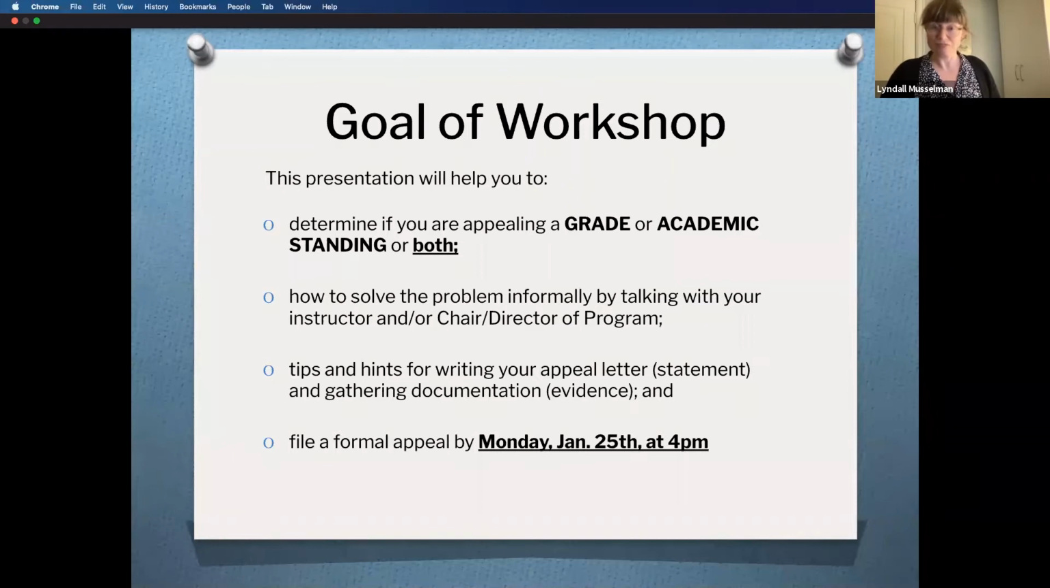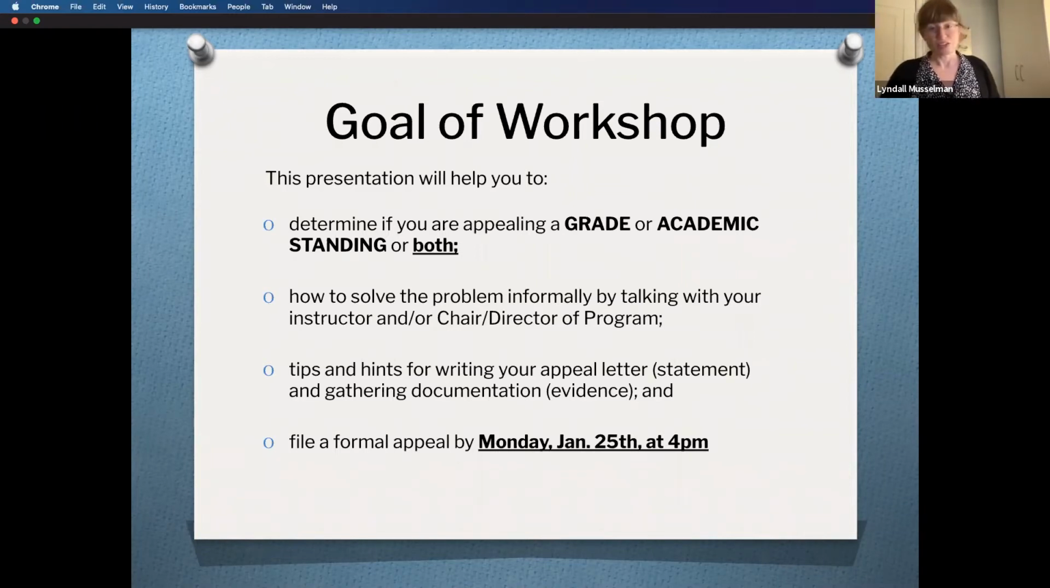So the goal of today's workshop is to help you determine if you're going to appeal a grade from a course from fall 2020 or your academic standing, or whether you should appeal both. We're going to talk about how to solve the problem informally by talking with your instructor or the chair or director of the teaching department, or from your own program if it's a case around your academic standing. And then we're going to go over some tips and hints for writing a very strong appeal statement or letter. And we're going to go over gathering supporting documentation or evidence.